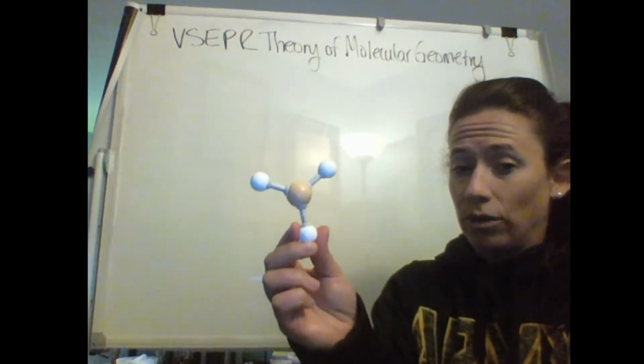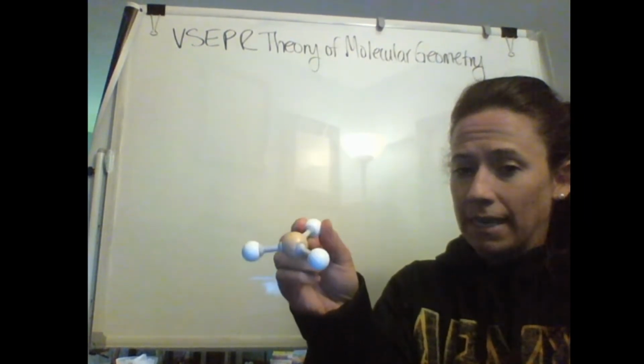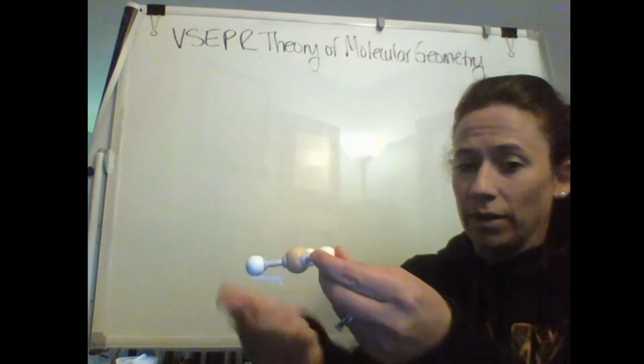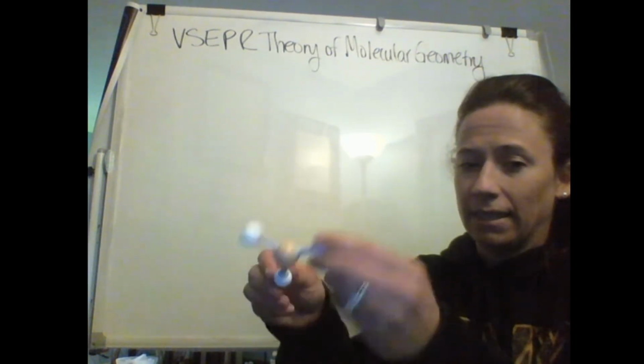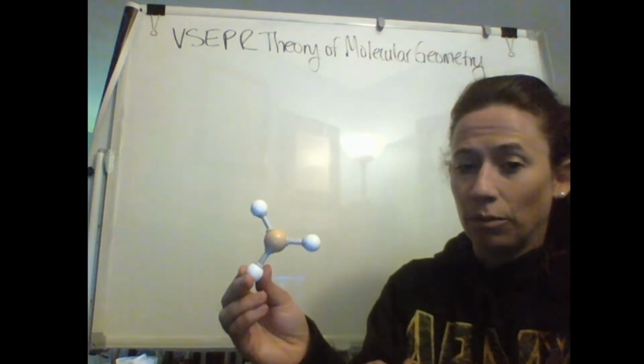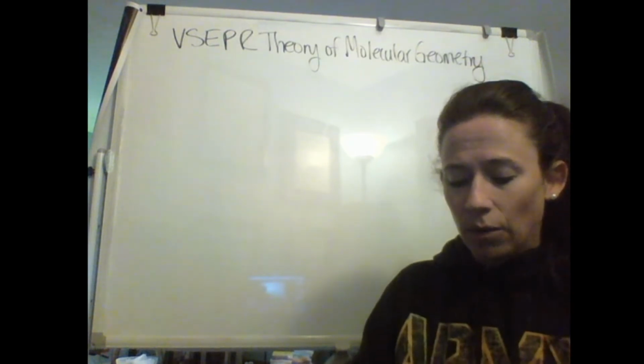This is our trigonal planar. Do you see how all of these atoms are in the same plane? There's nothing sticking up or down. They're all lying flat in the same plane. Maybe it's easier to see it this way. They're all flat in the same plane. Trigonal planar. What else did I show you?